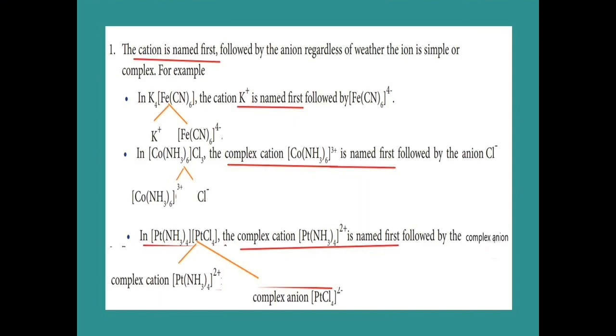The first guideline in IUPAC is that the cation is named first, followed by the anion. See the first example, K4[Fe(CN)6]. If we split that one, we get K+ and [Fe(CN)6]4-. Here, which one is the cation? The K+ is the cation. So we have to name that K+ first.